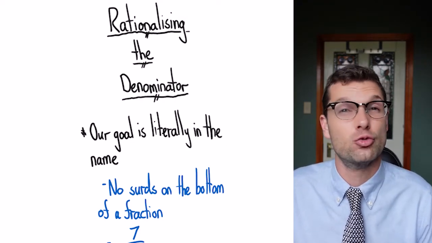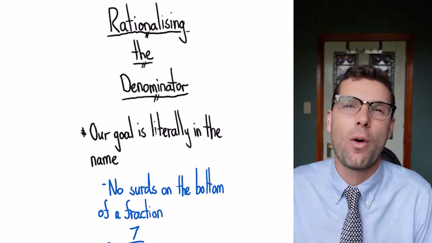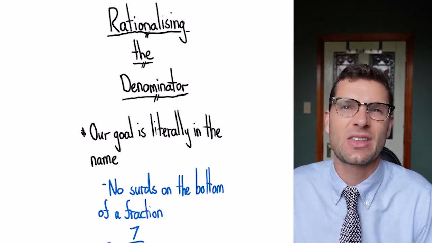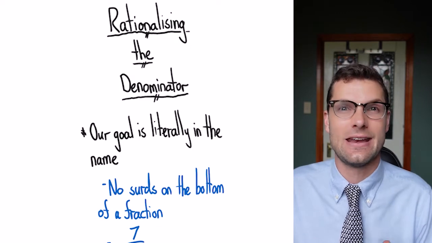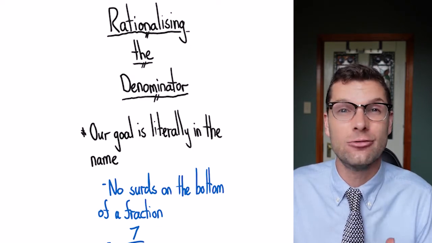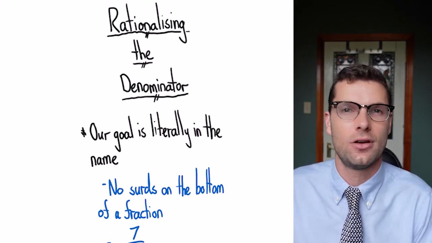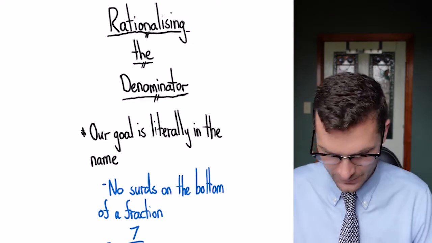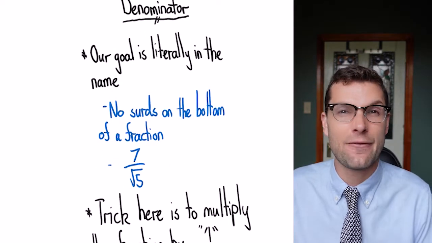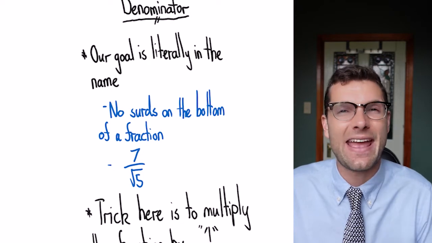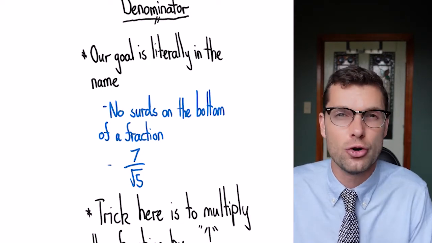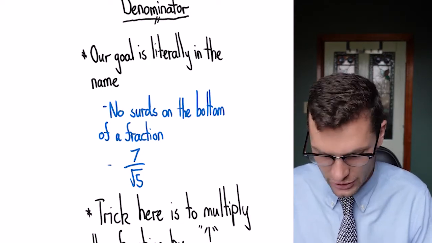Today we're going to look at how to rationalize the denominator when we're dealing with the topic of surds. Our goal for this is literally in the name. We do not want to have an irrational number or a square root on the bottom of a fraction. So they look something like this, 7 over root 5, and our end goal is to make sure that there's no root on the bottom of the fraction.